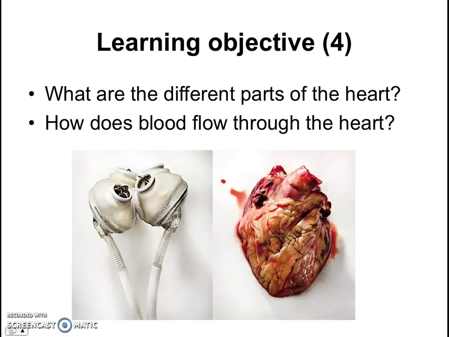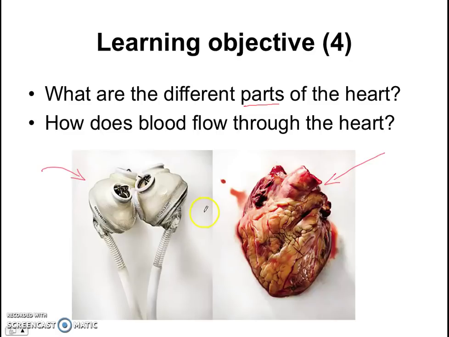So if you haven't already realized, this picture here shows you a heart. Yes, it looks a bit disgusting when it's taken out of the body. And all this yellow stuff here, that's the fat that surrounds the heart and protects it. And in just a while, we're going to take a closer look at what the different parts of the heart are and how blood flows through it. But before that, I want you to take a look at this object here on the left.